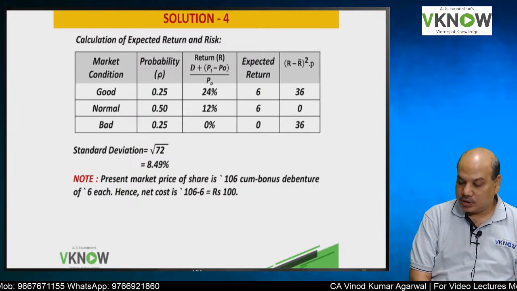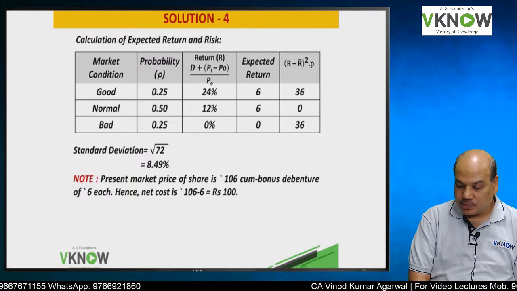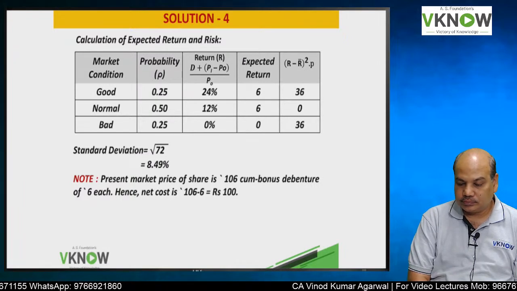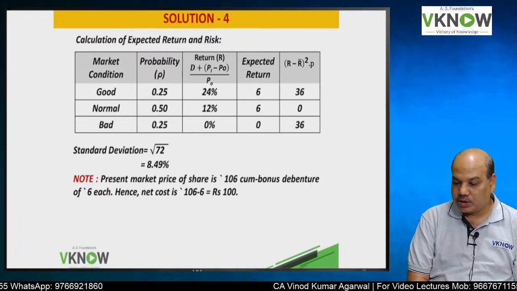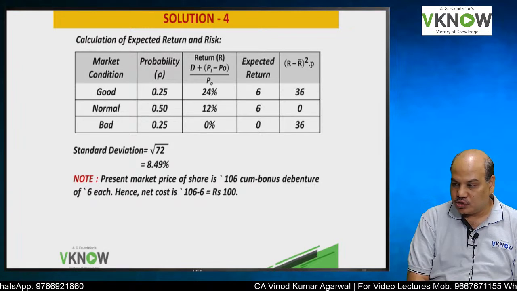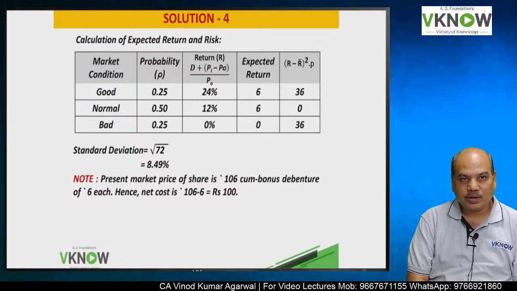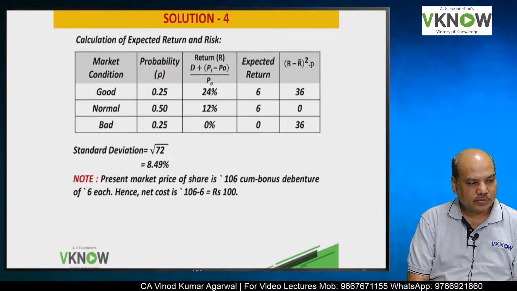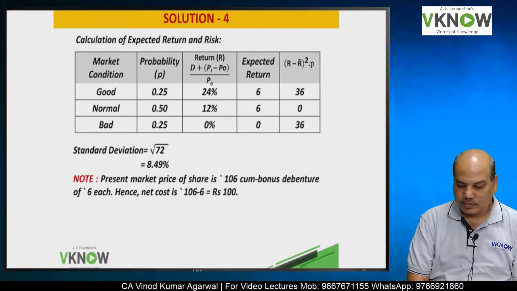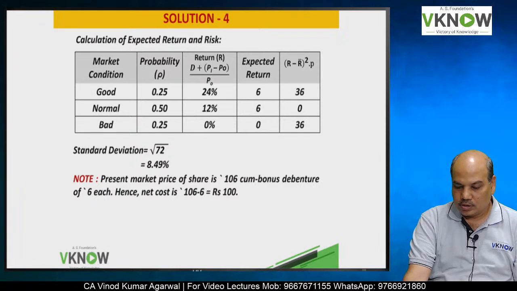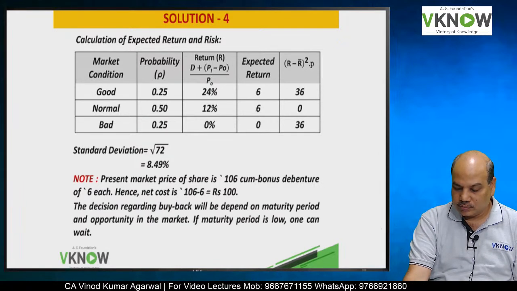Is rupees 106 cum bonus debenture of rupees 6 each. Hence net cost is rupees 106 minus 6, which is equal to rupees 100.